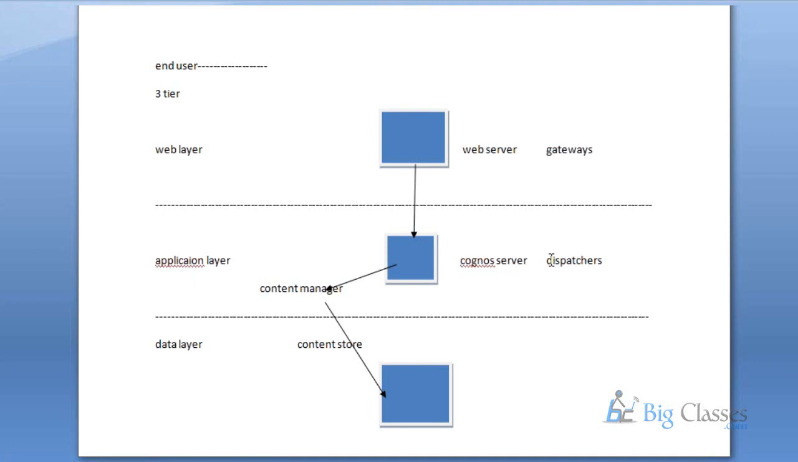Here we have dispatchers in the application layer. The dispatcher is multi-threaded. Multi-threaded means it can send multiple requests at a time and receive multiple requests at a time. So from the Cognos server to the content store, it can send and receive multiple requests.